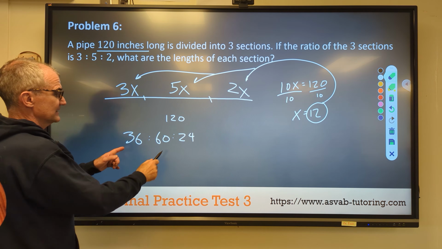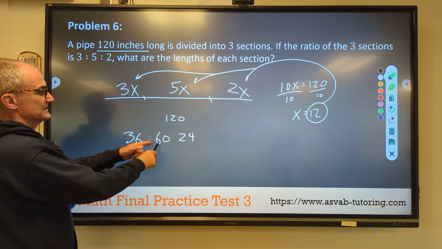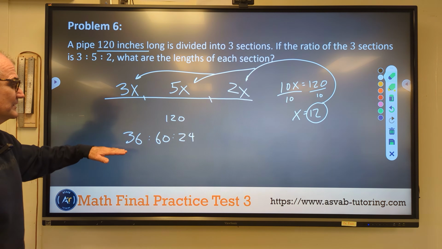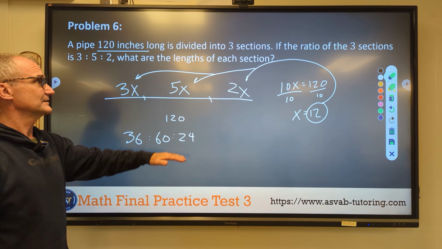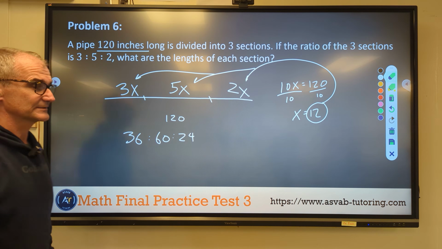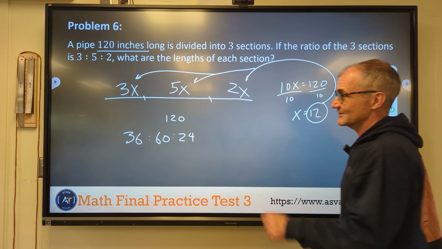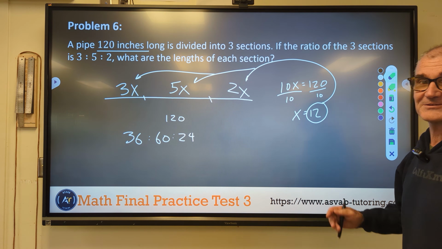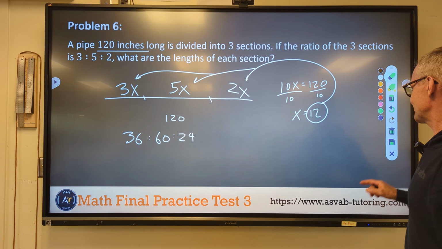Let me double check that. This is going to add up to 60 and 60, 120, and the ratio is 3 to 5 to 2. Keep going strong, keep doing the problems. It's the only way you get better at anything is practice.